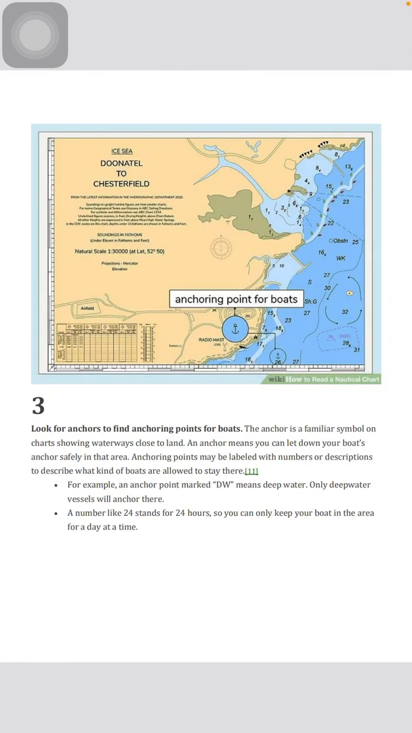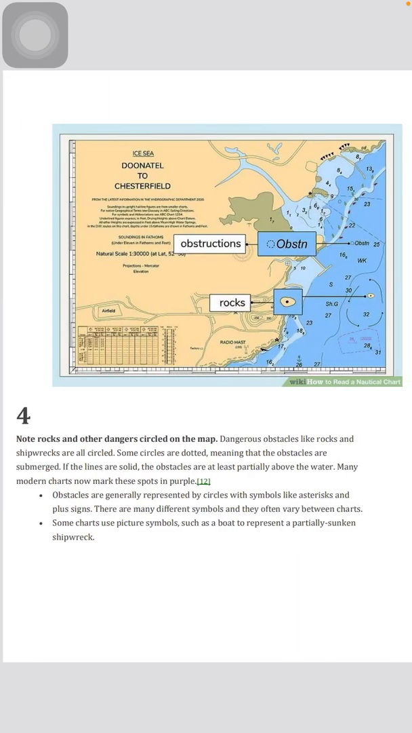Look for anchors to find anchoring points for boats. For example, an anchor point marked DW means deep water. Only deep water vessels will anchor there. A number like 24 stands for 24 hours, so you can only keep your boat in the area for a day at a time. Note rocks and other dangers circled on the map.